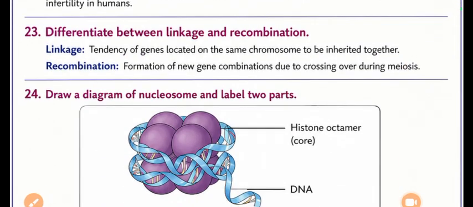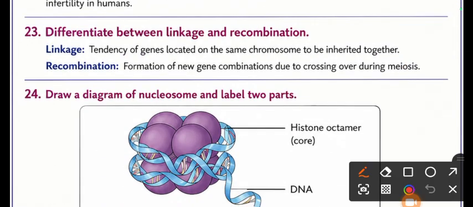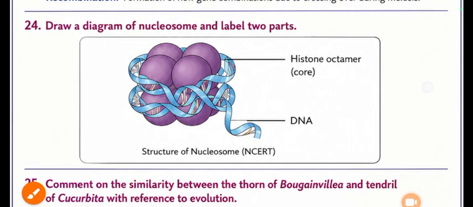Then, difference between linkage and recombination. Physical association of genes is called linkage, and formation of a new gene combination due to crossing over during meiosis is called recombination. Here is the next, 24th question: diagram of a nucleosome, where you can find the histone octamer and DNA.